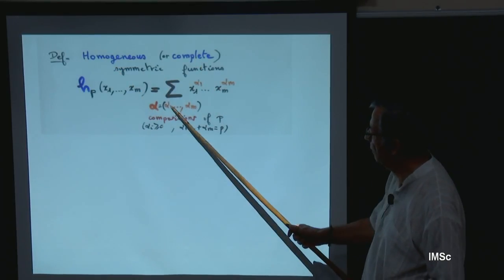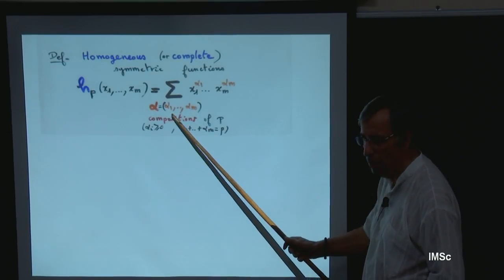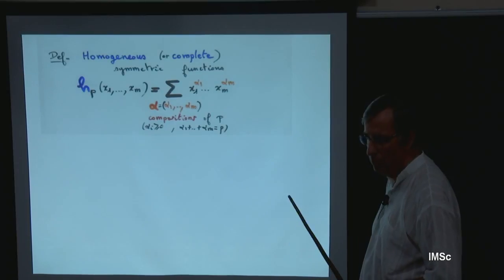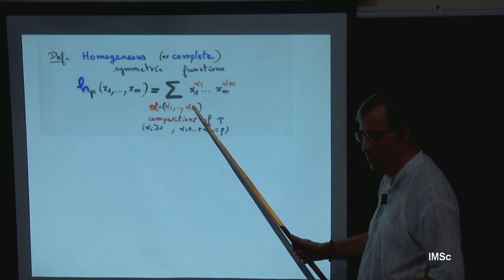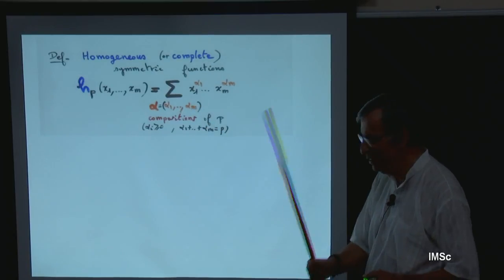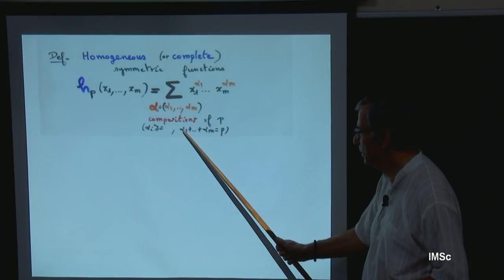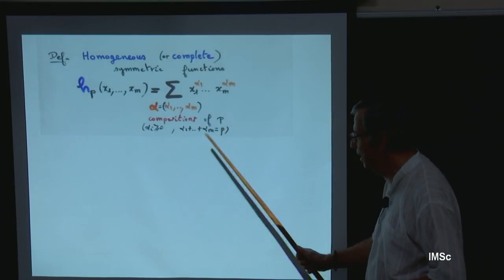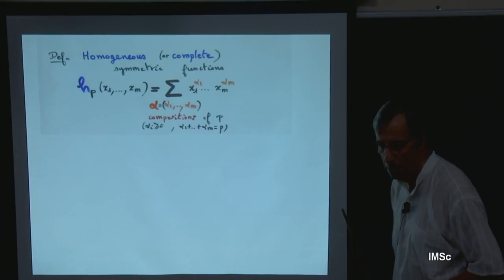So you take alpha, a composition of p. Composition means it's like a partition, but the order of the parts is important. If you don't take the order into account, then you get a partition. A composition is a sequence of positive or zero numbers whose sum is equal to p, and you have the first one, second one, third one. So this is called a composition.